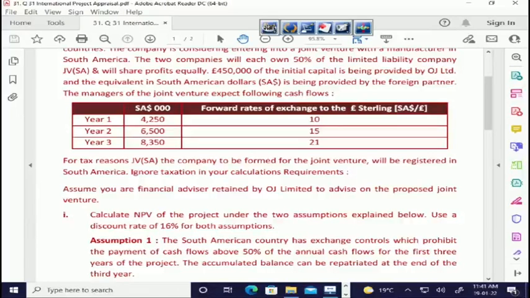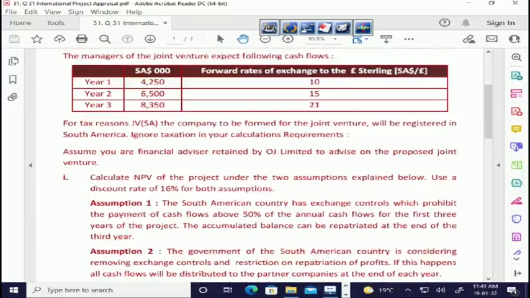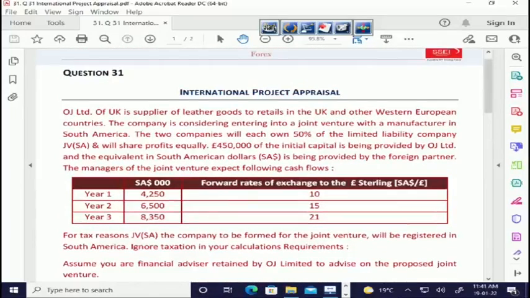So you get the entire cash flows, pull it down at the rate of 16%, find out the present value and deduct 4,50,000, the initial investment, and you get the NPV.